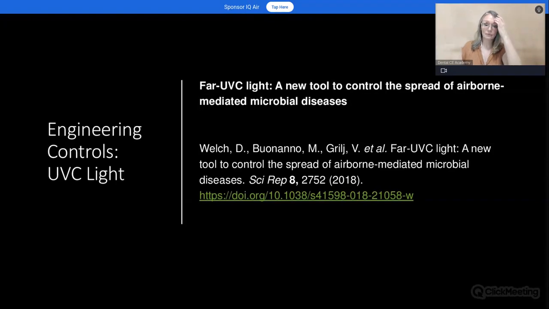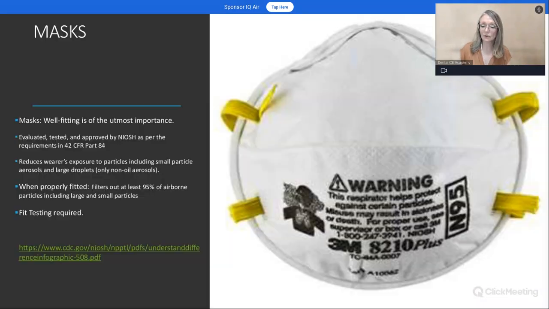So again, far UVC light, a new tool to control the spread of airborne mediated microbial diseases. And you'll hear Glory talk about some of the studies that they looked at. And again, UVC lighting in your HVAC is only going to work as long as the air is passing through, and it's got to pass through slowly enough to have effect. Usually the air is pushed through your HVAC system pretty rapidly.